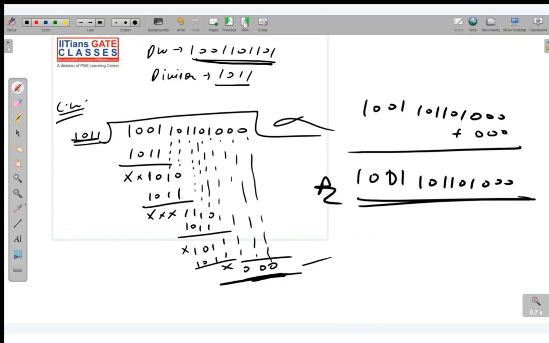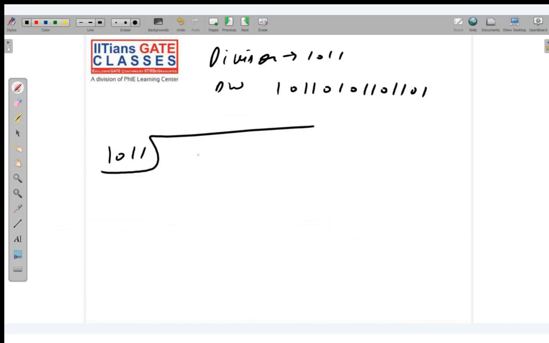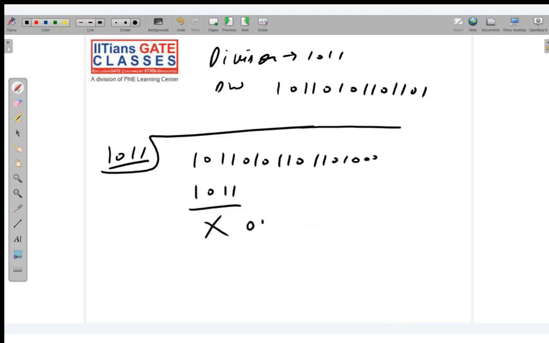Okay. So the divisor is 1011. Data word: 1011 0101 0101. Yeah, this is a good question. So we will start. 1011 1011 0101 0101. I will append 3 zeros and I will start. We will do 1011 cross. So now you will say 0101. That's it. You do like this only. I will take 1011 because I am doing modulo 2 division.